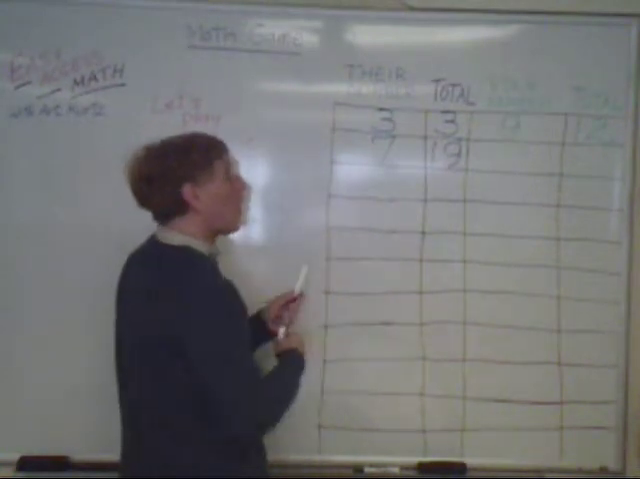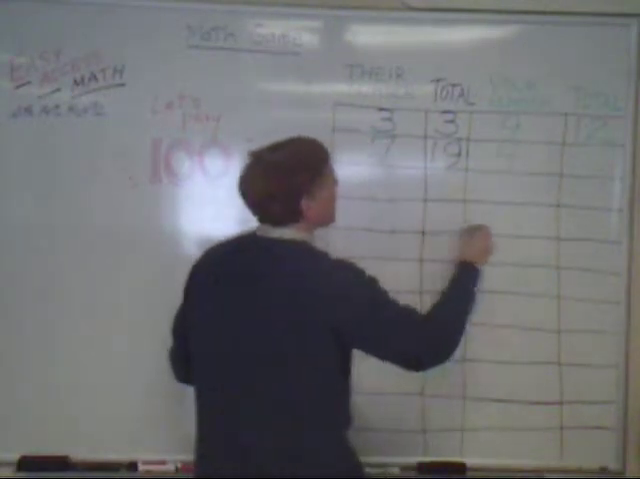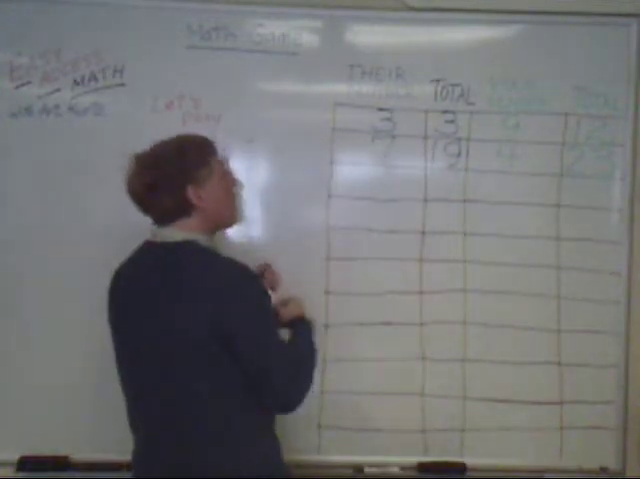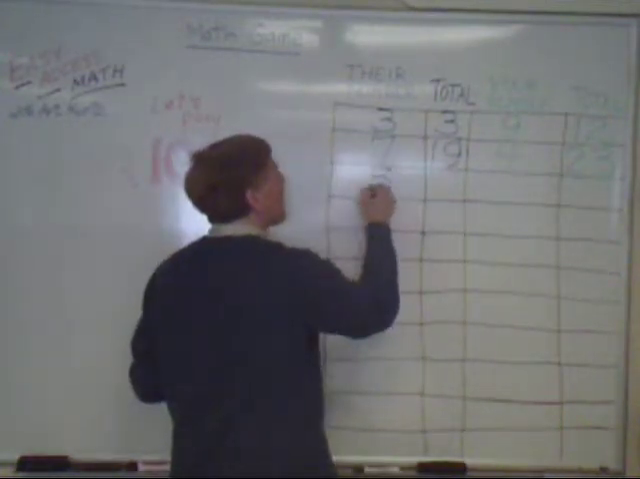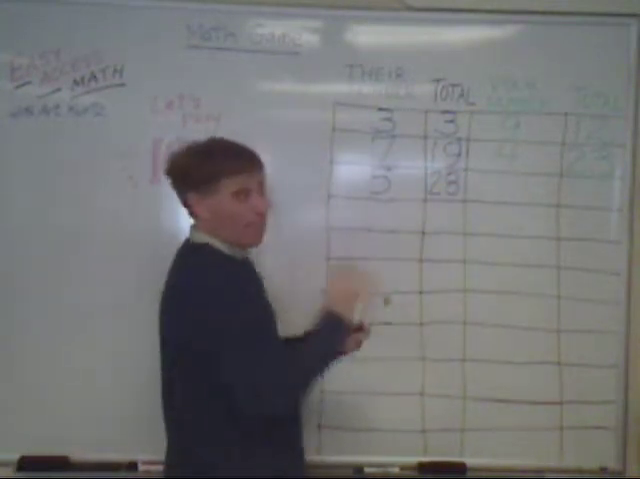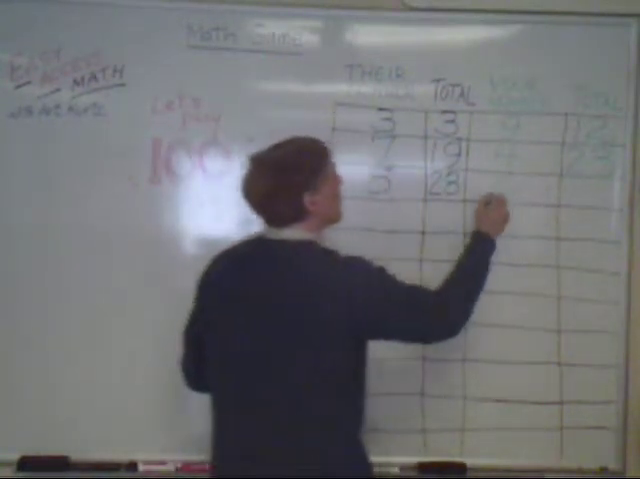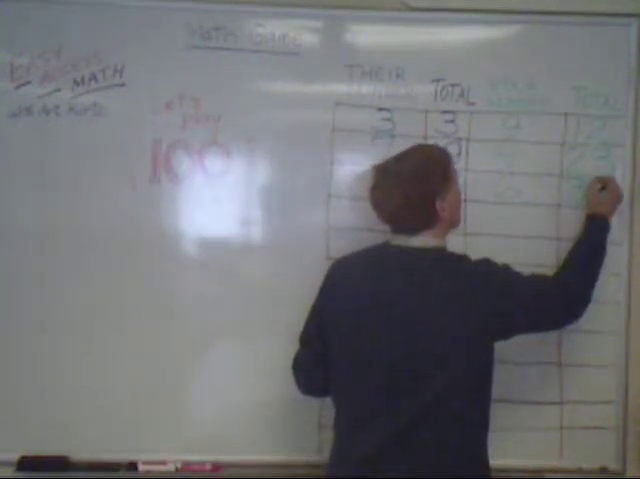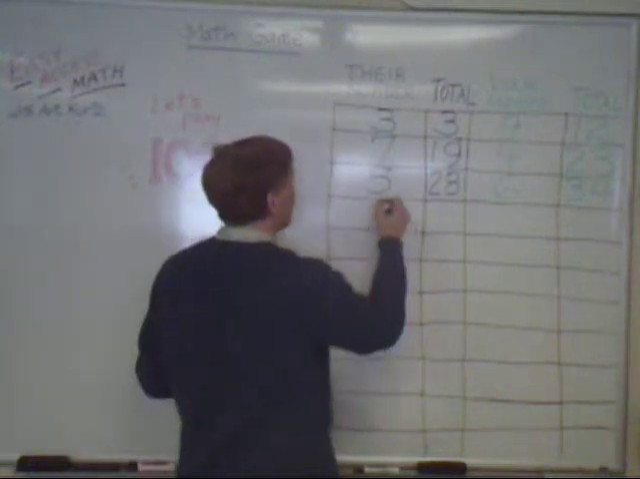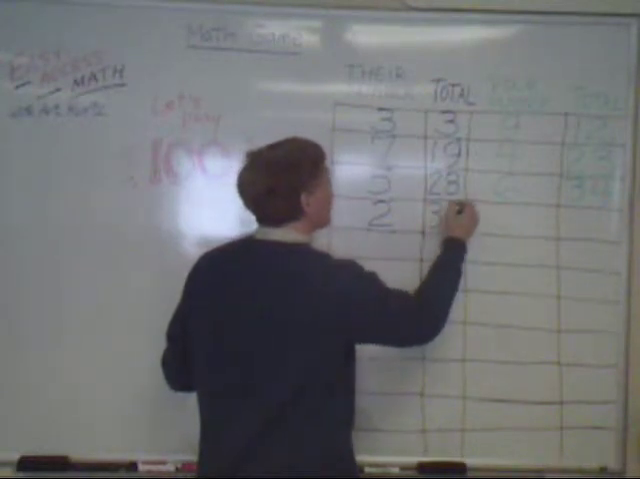On our way to 100. I will pick 4, and that will take us to 23. So it's their turn now. Let's say they pick 5, which will take us to 28 when added to the 23. My turn now, and I will pick 6, which will take us to 34 when added to the 28. Their turn, let's say they pick 2. That will give us 36.